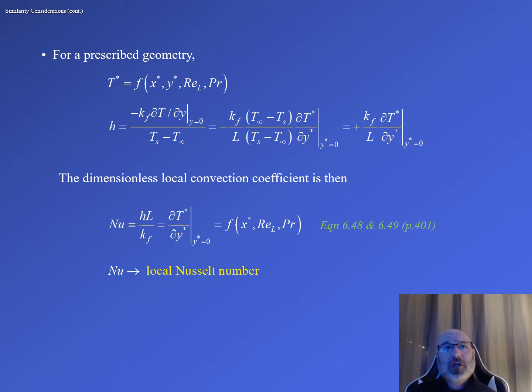So next we'll take a look at our dimensionless local convection coefficient. So this is our Nu, or our local Nusselt number right here, and this is equal to our hL over our k sub f, which is then equal to our partial of our dimensionless temperature with respect to y star, dimensionless position y right there, evaluated when our y star is equal to 0, which is a function here of our x star, which is our dimensionless x parameter right there, our Reynolds number, and our Prandtl number.